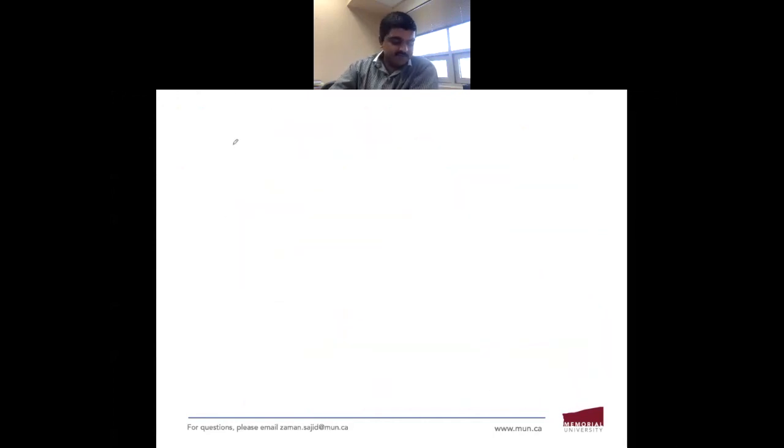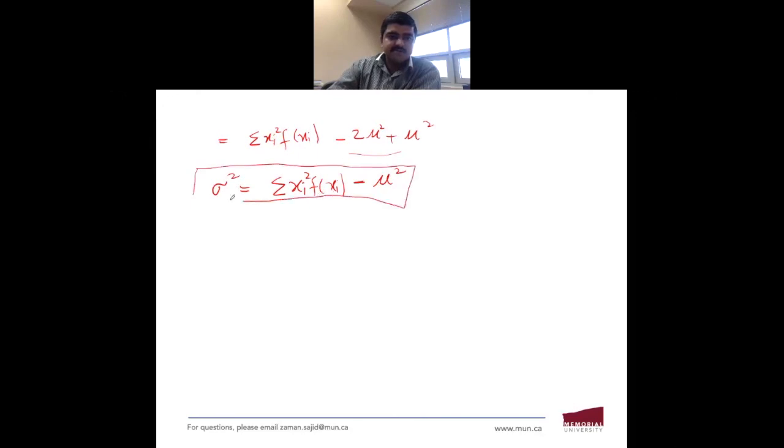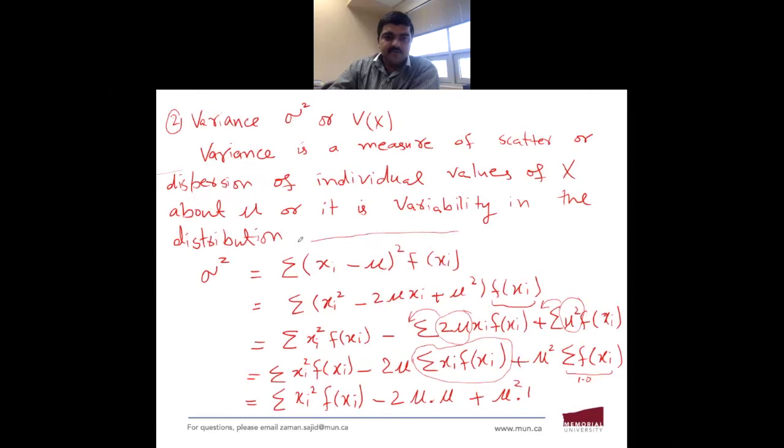Okay, when we further simplify this, we will get summation of x of i square f of x of i, minus 2 mu square, plus mu square, and these two terms I can just solve and I will get minus mu square. So this is the sigma square or the variance. So you can use either this formula for variance or this other formula for the variance. Both of them are the same. There's no difference.